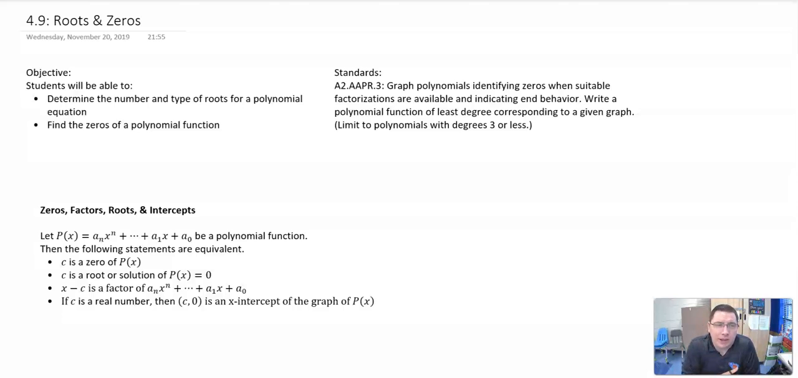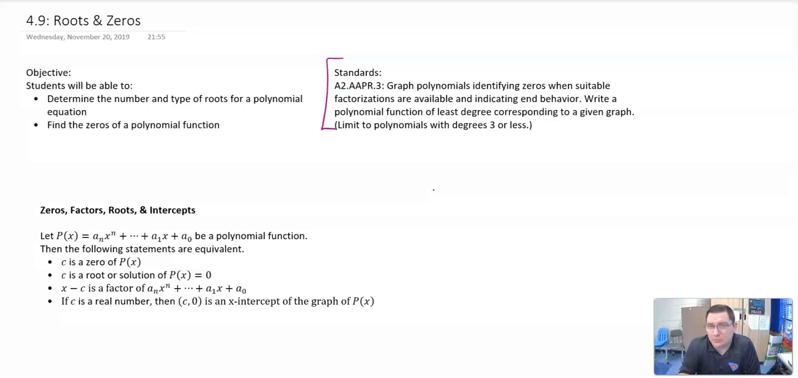So the objective for today is that you'll be able to determine the number and types of roots for a polynomial equation and define the zeros of a polynomial function. Our standard, continuing under AAPR3, is being able to graph polynomials, identifying their zeros when suitable factorizations are available, and indicating their end behaviors. And we'll write a polynomial function of least degree corresponding to a given graph.